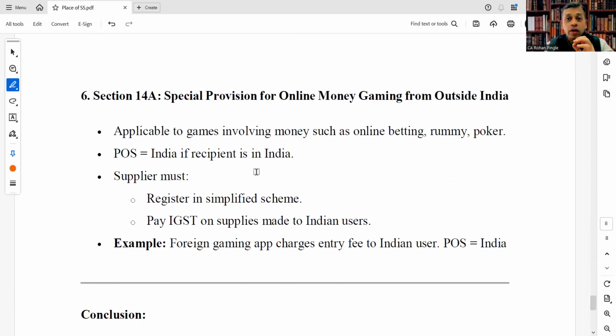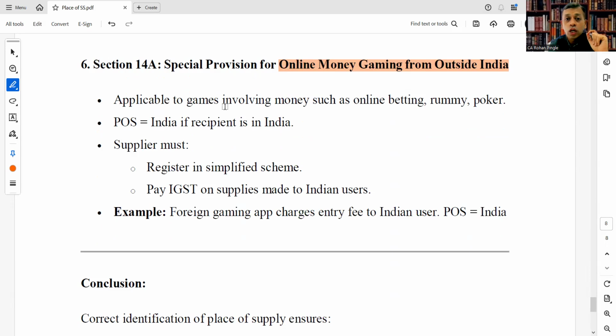Section 14A. We are going to the last section of today's topic on place of supply. Section 14A, special provision for online money gaming from outside India. Applicable to games involving money such as online betting, rummy, and poker. Very much nowadays, there are many people playing these games on their mobile.